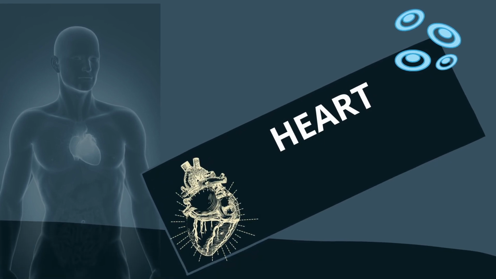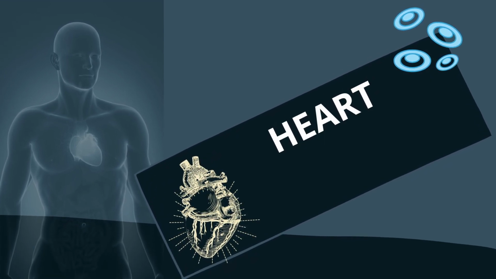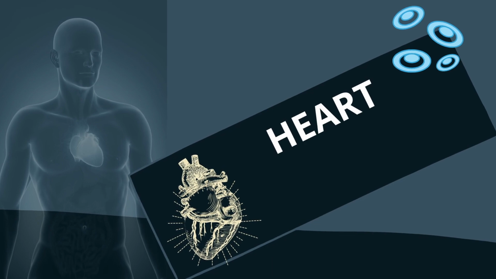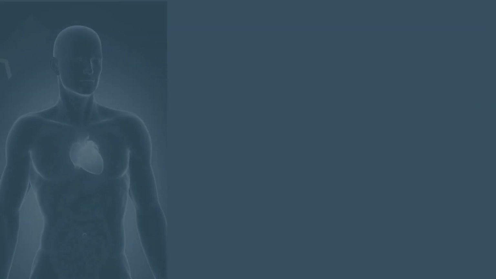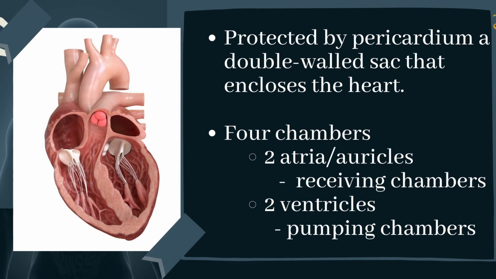Another part of the circulatory system is the heart. The size of the heart is as big as or a little larger than your closed fist. This is located in the thoracic cavity. Its blunt, rounded point is called the apex, and its flat part found at the opposite end of it is called the base. It is protected by the rib cage and is enclosed by a thick membrane called the pericardium.